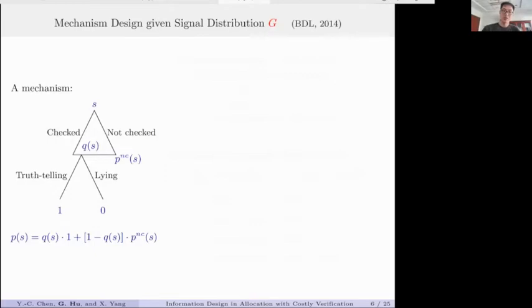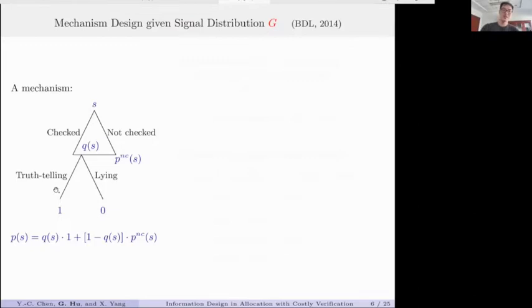And when the agent is checked with probability Q of S, there would be two possible checking outcomes, truth telling or lying. And based on the result of BDL, when the agent is checked and found truth telling, then the conditional assignment probability has to be 1, so that the agent has the incentive to tell the truth. And when the agent is checked and found lying, the conditional assignment probability has to be 0, so that the agent will be punished when the agent is lying.